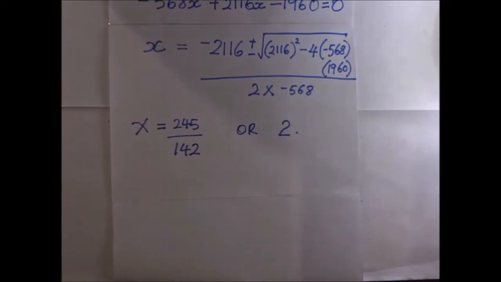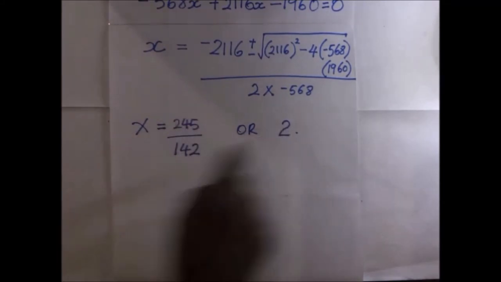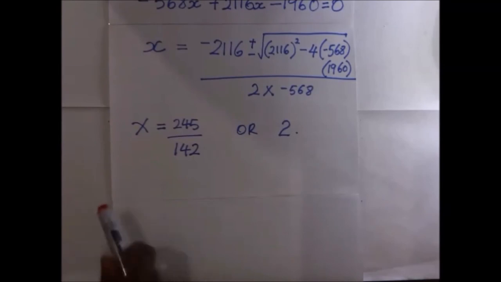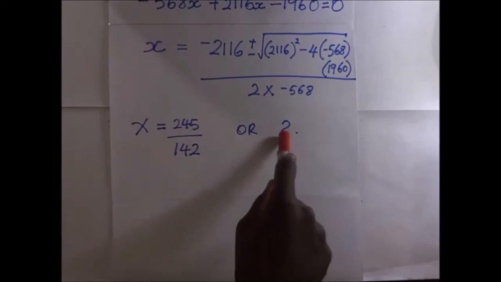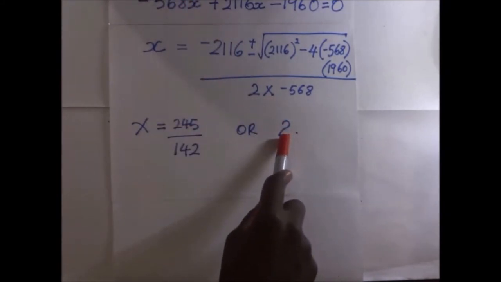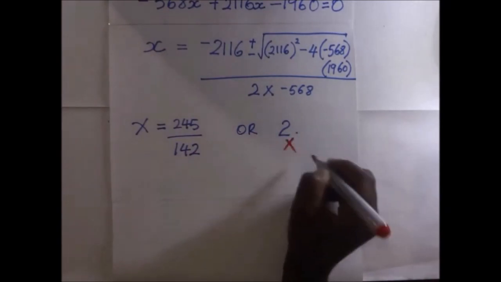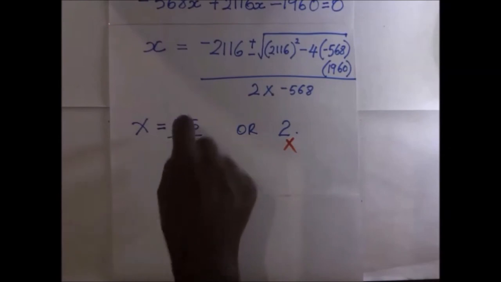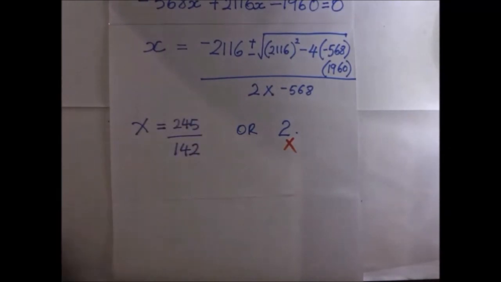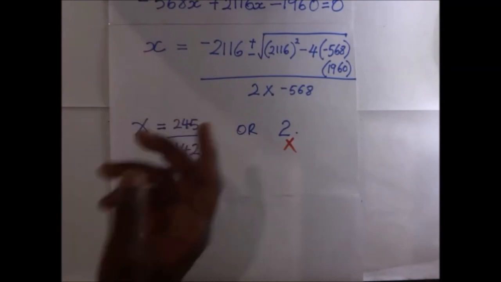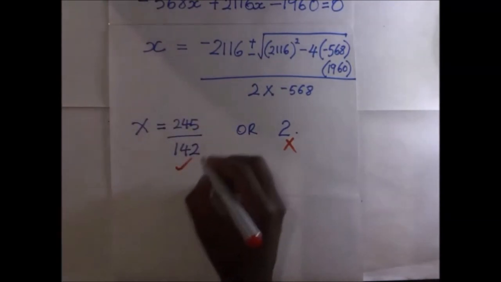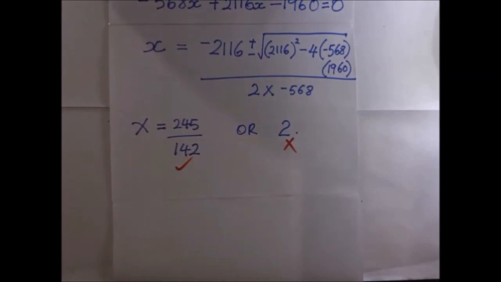So now here, after getting our values of x, it's either this or that, so we test for our values of x. When we put 2 in our expression to see whether it is correct, we find that on the left hand side it's going to give us 1, on the right hand side it's going to give us 3. So this is not a solution. But when we test by putting in this figure 2 over 5 over 142, then it means this value of x is going to be consistent with our equation. So this is correct. So it means that our value of x there is 245 over 142.